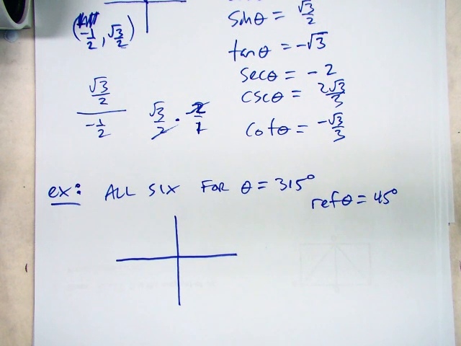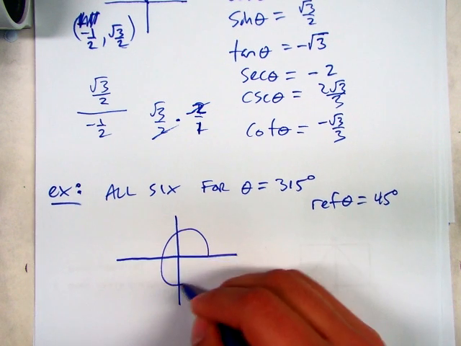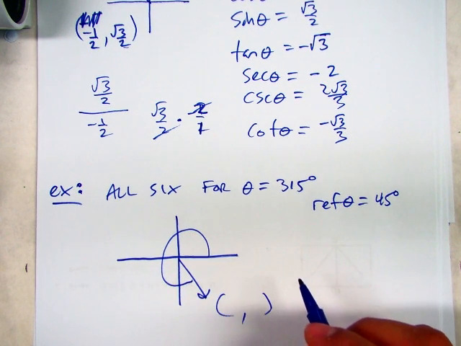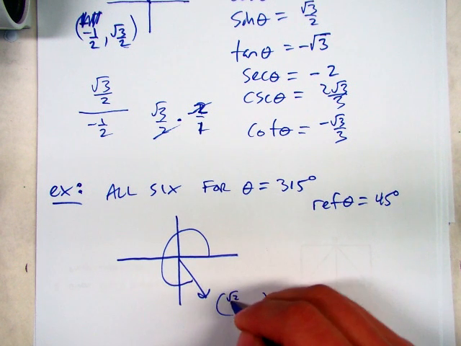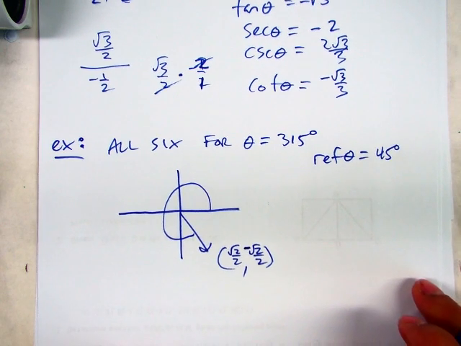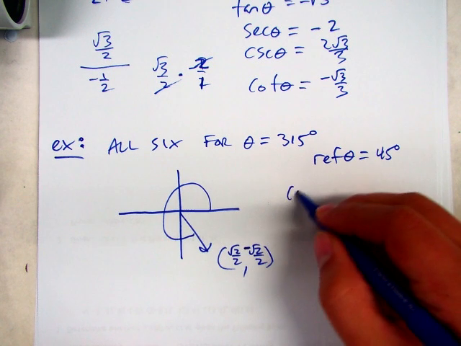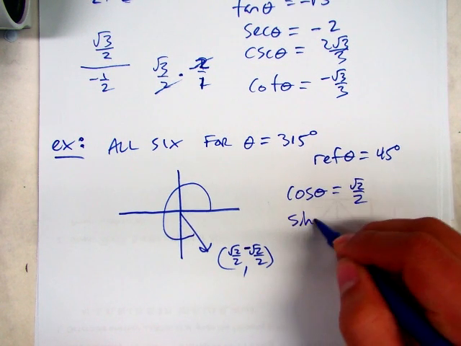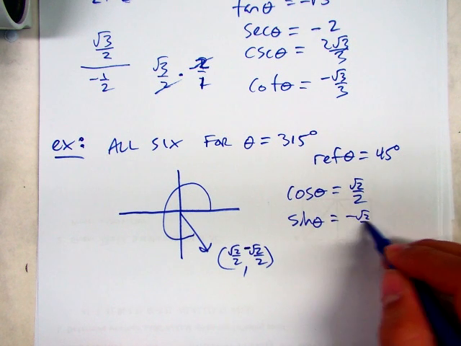Do we know the coordinates for 45 degrees? What are they? That's the easy one. Root 2 over 2, root 2 over 2, and yes, one of these is negative. Which one? The y coordinate's negative, because it's in the fourth quadrant. So now can we find cosine and sine and all that? What's cosine? X. So root 2 over 2. Sine is negative root 2 over 2. See how quick we can do this now once we get better?